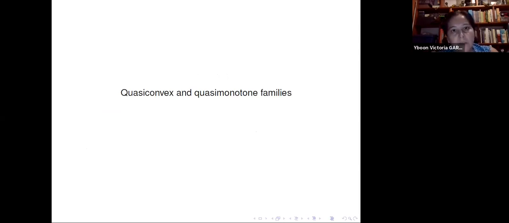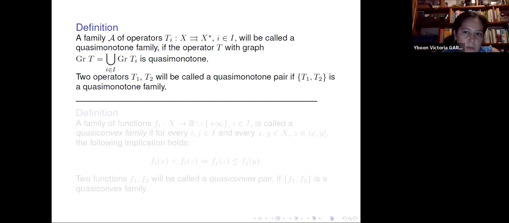So we introduced two concepts. The first is the concept of quasi-convex family, and the parallel with the operator is the concept of quasi-monotone family. So we start with a quasi-monotone family. If we have a family A of operators T, we will call it a quasi-monotone family if the union of the graphs of T is quasi-monotone. In particular, we say that two operators T1 and T2 will be called a quasi-monotone pair if T1 and T2 is a quasi-monotone family, only two. This is a pair.